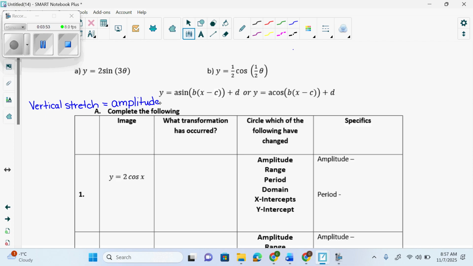So, your trig equations are always in this form. Look at that. That's the form you want. If you don't know what form that is, look at the bottom of your formula sheet. They nicely give it to you. A is your vertical stretch and reflection in the x-axis. B is your horizontal stretch, 1 over b, and reflection in the y-axis. C is your horizontal translation. D is your vertical translation.